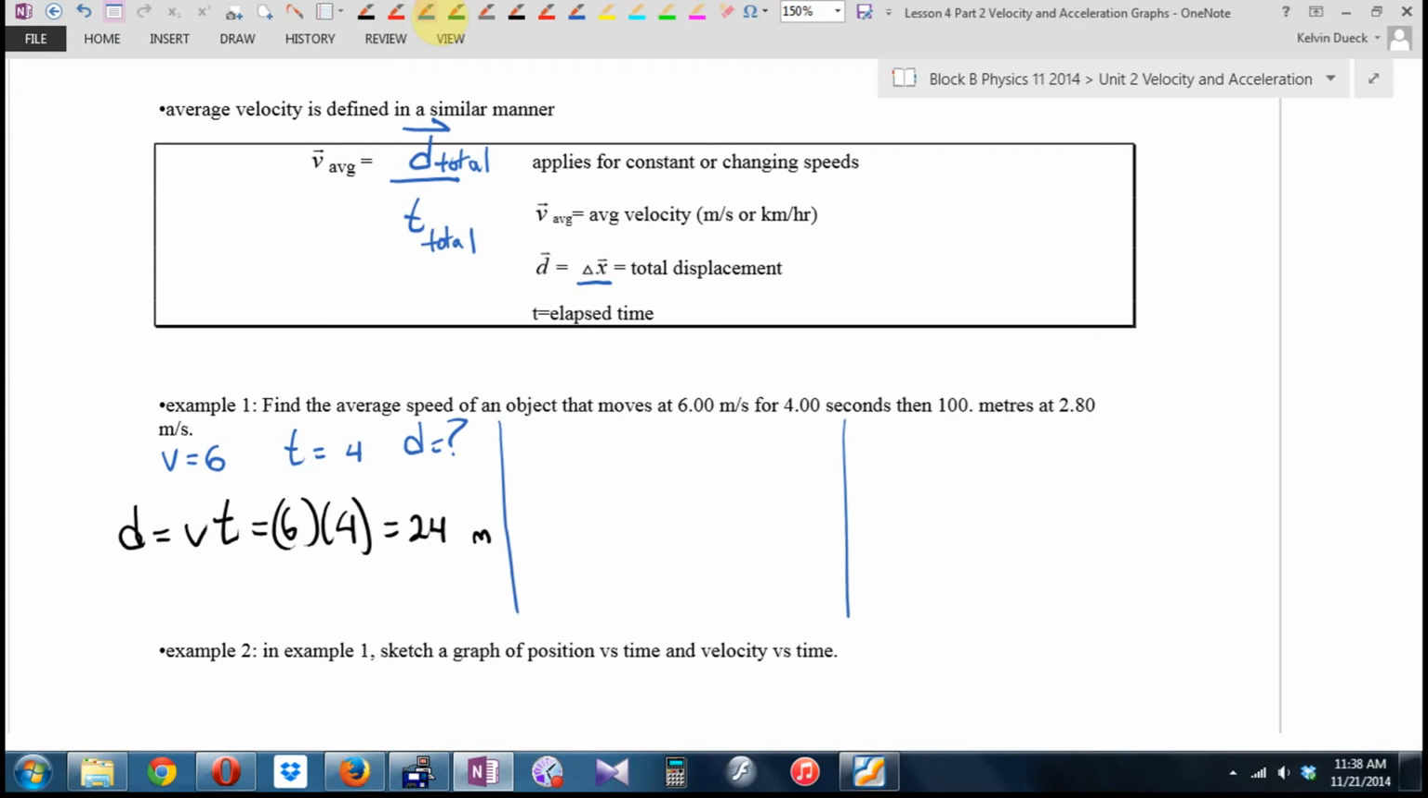Okay. The second section, I see a 100. What's that? I see a 2.80. What's that? How do you know? You have to look at the next line and keep reading. Meters per second. Okay.